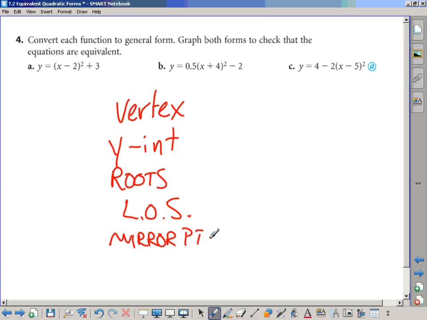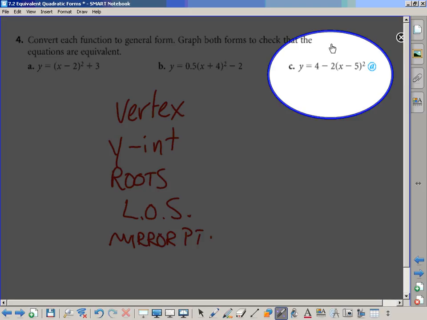Do we know any of these things just based on this format that it's in right now? Do we know the vertex? Do we know the y-intercept, roots, line of symmetry, or mirror point? Can anyone? We know the vertex. Good. What's the vertex? What do you think? 4 is part of the vertex. 4 is the vertical shift. Okay? Remember, the vertex is a point that we're trying to find.